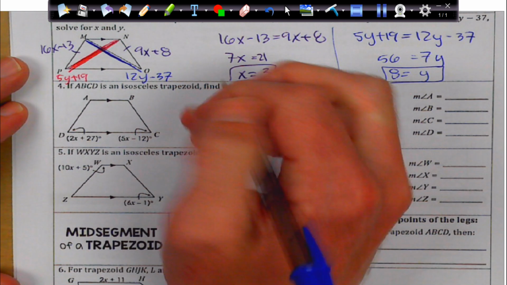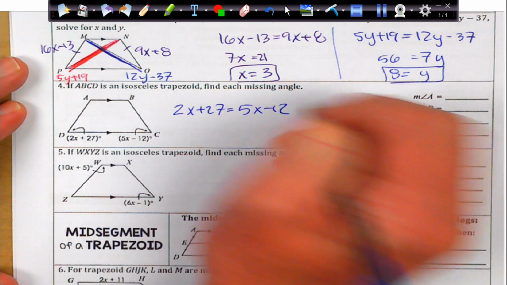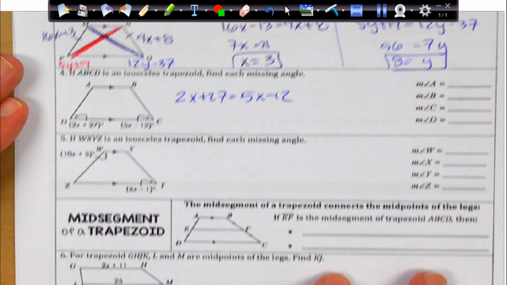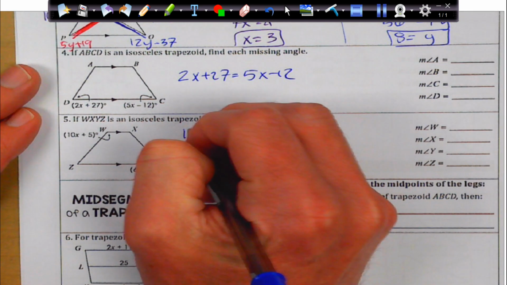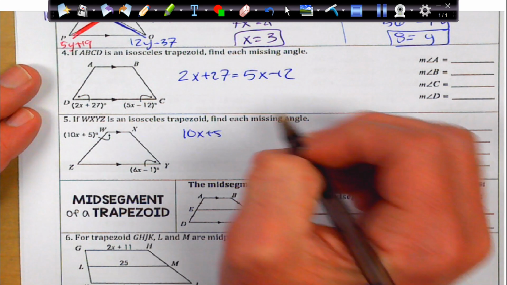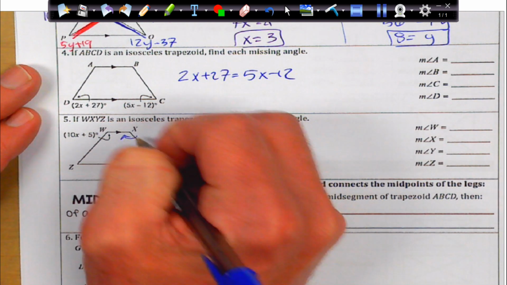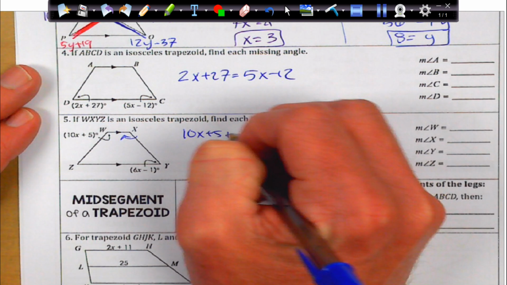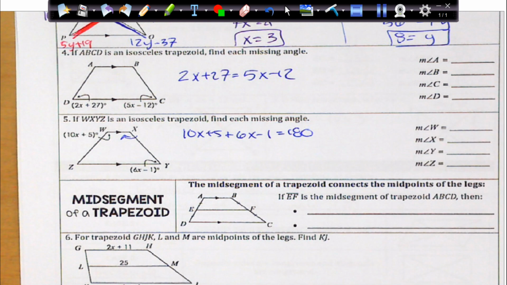Base angles are congruent. So 2x plus 27 equals 5x minus 12. Solve, plug back in. Pretty simple. Opposite angles are supplementary, so this one we can take 10x plus 5. And we could really write that 10x plus 5 is this angle here, and then do supplementary again, but we can just straight up go for it. So we add them, set it equal to 180.